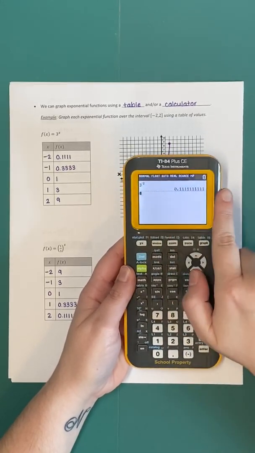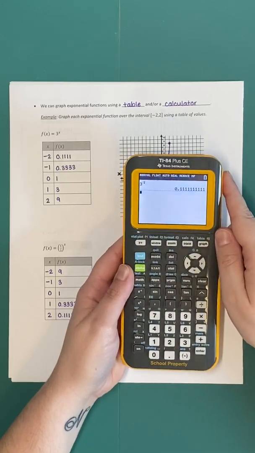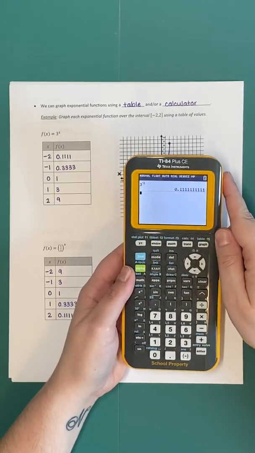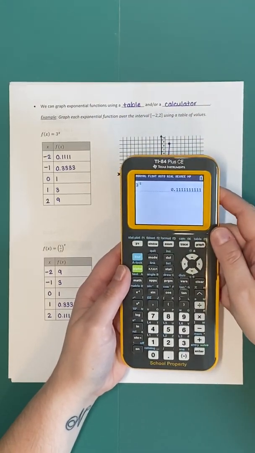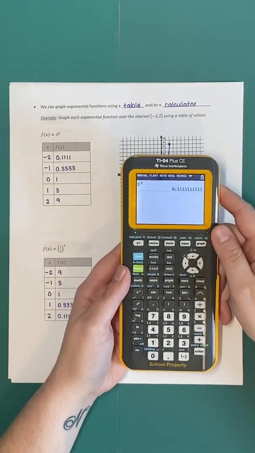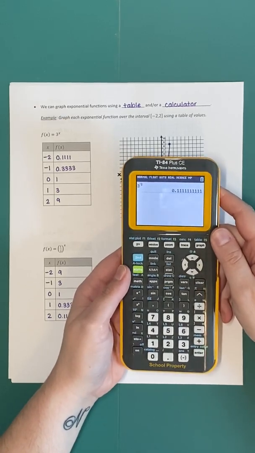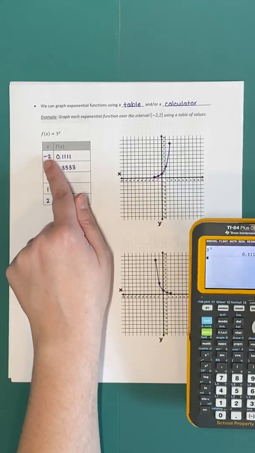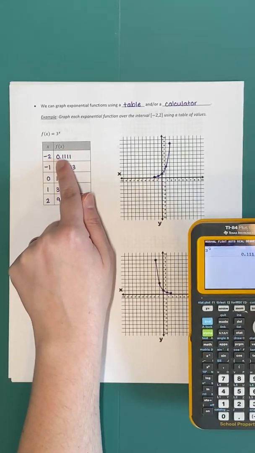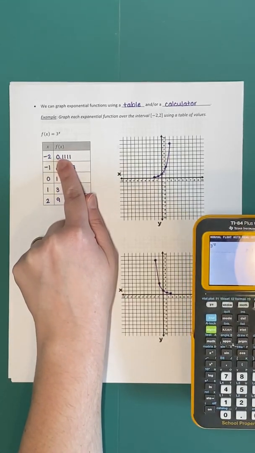Now this is a number that just keeps going. It doesn't terminate. It just keeps going forever and ever. We're just graphing though, so we're just ballparking it. So about 0.1111 if you want 4 decimal places. More than sufficient. Okay, so that's going to be the ordered pair, -2, and then just a little bit higher than 0.